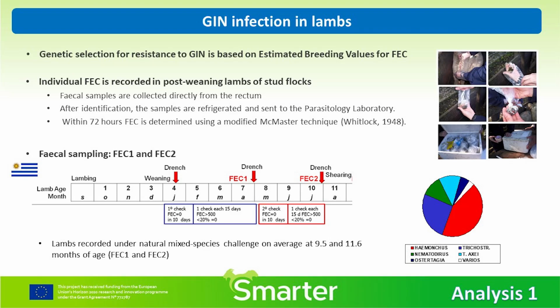Genetic selection for FEC is based on estimated breeding values. Individual FEC is recorded in the lambs after weaning. The fecal samples are collected directly from the rectum of the animals. After the identification of the animal, you have the sample, you have to identify it with the identification of the animal, send it to the lab, and then FEC is counted, or computed, in the lab.